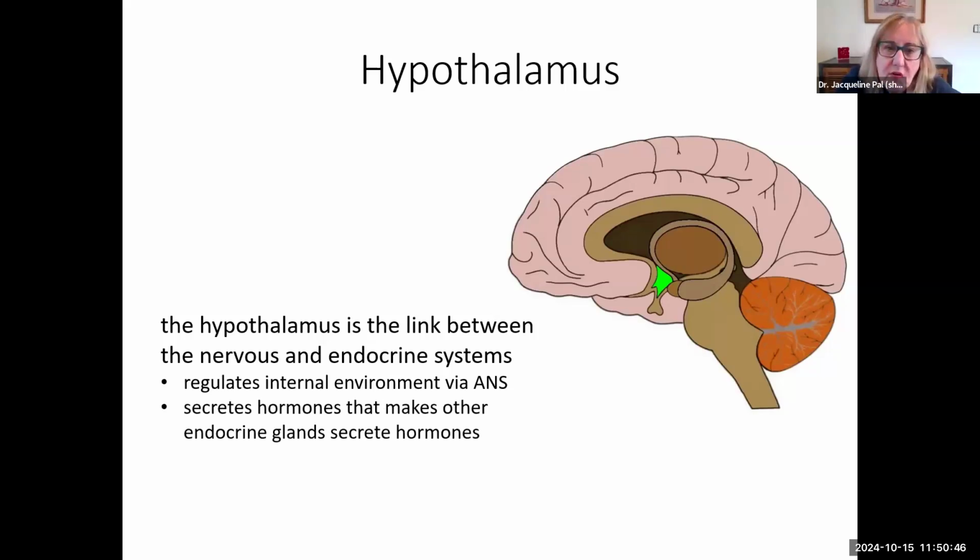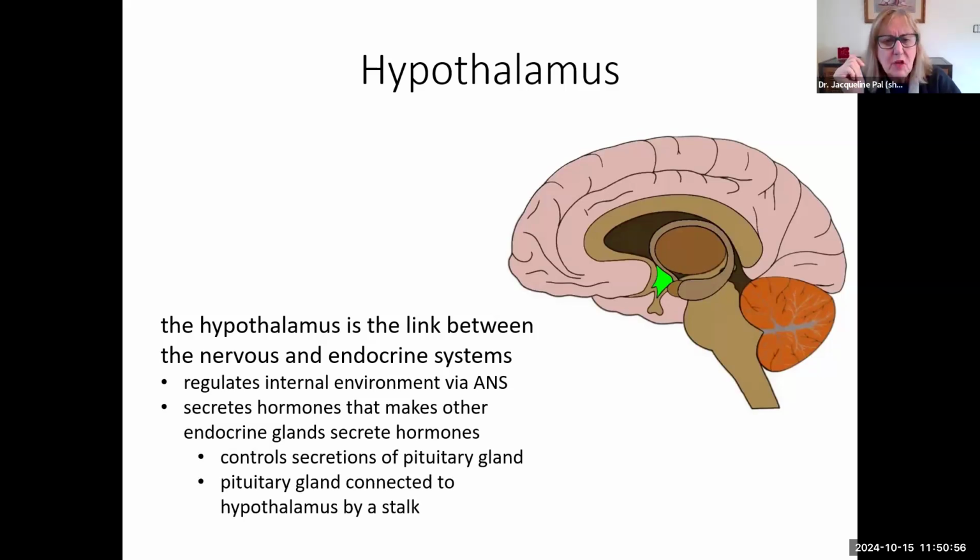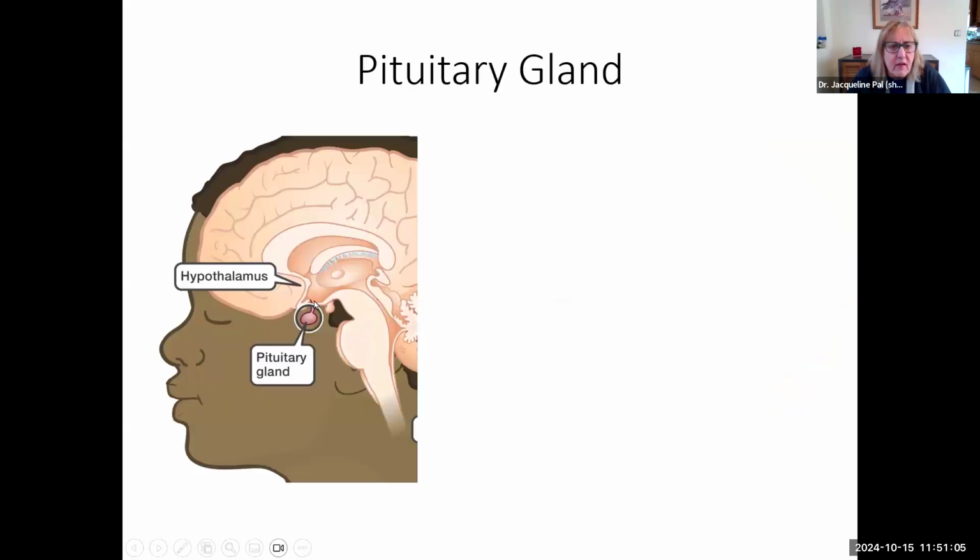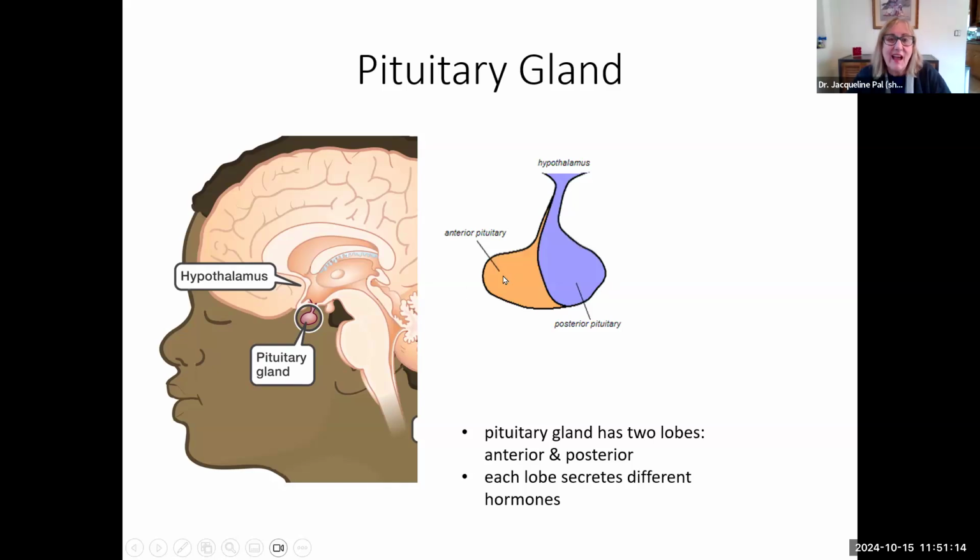But it also secretes hormones that can make other endocrine glands secrete hormones. Okay. So there is its link to the endocrine system. So it can do that by controlling secretions of part of the pituitary gland. And if we look, we can see that the pituitary gland is actually connected to the hypothalamus by a little stalk. Okay. And if we look at the pituitary gland, it actually is divided into two lobes.